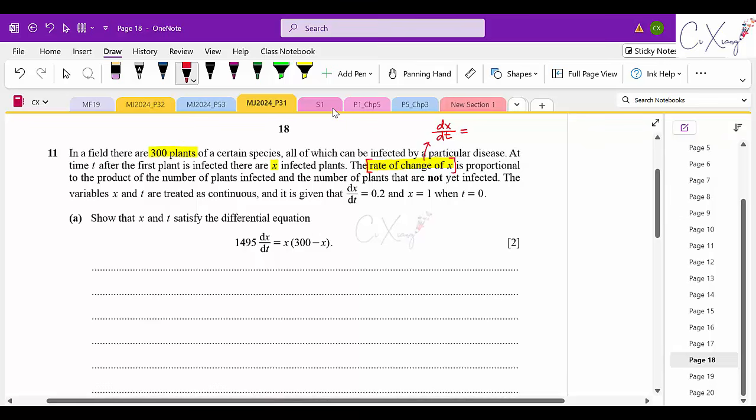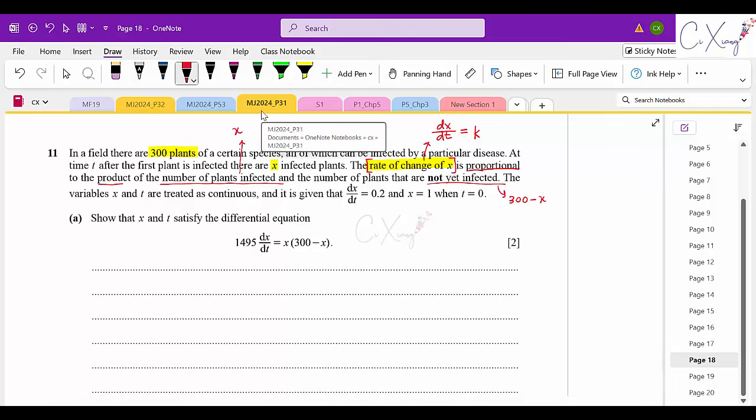So equals to proportional. Proportional means there's a multiplication with a value k that we don't know yet. The product means multiply. Number of plants infected, which is x. Number of plants not yet infected, which is 300 minus x, because in total we have 300 plants. Therefore, the number of infected plants will be x, and the not yet infected ones will be 300 minus x.